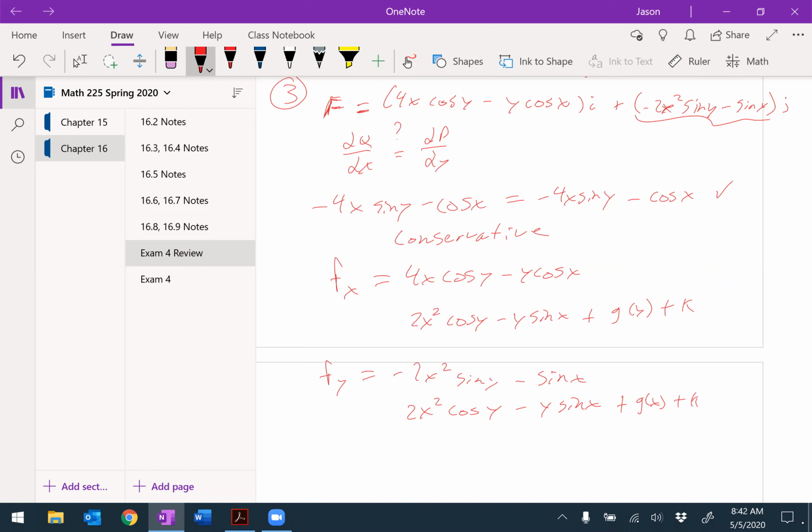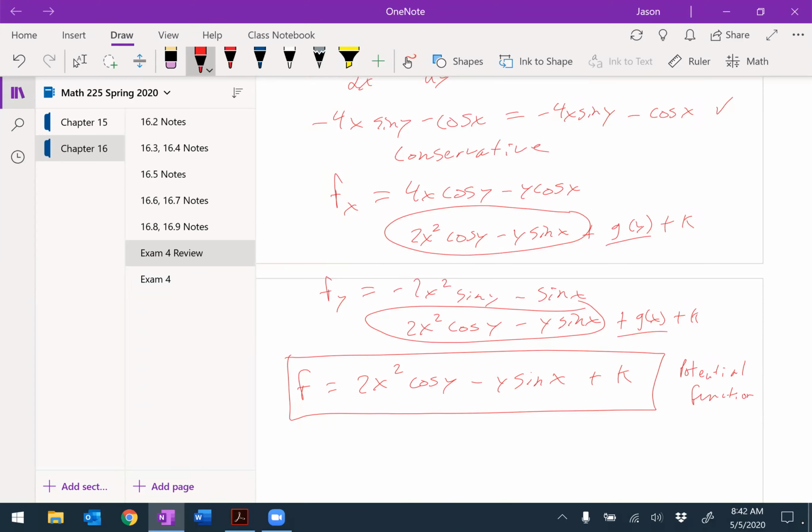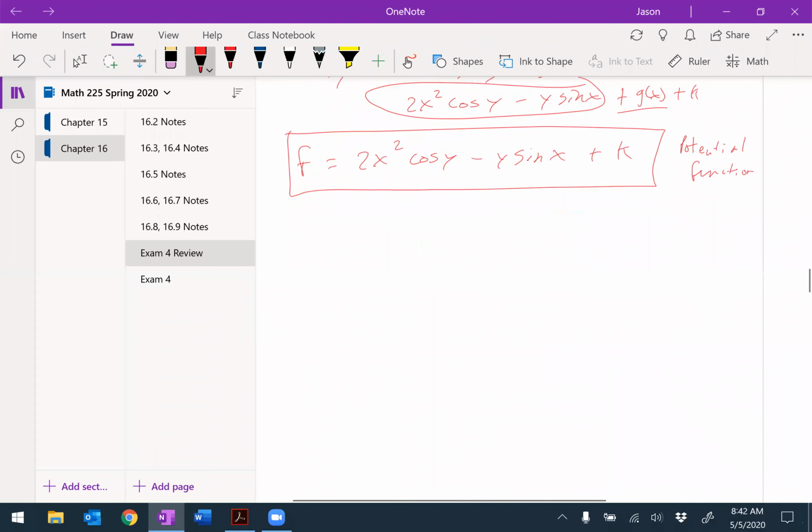And notice something interesting. There is no g of y, and there is no g of x, because I get the exact same thing, which is really kind of cool. So what does my parent function end up being? It just ends up being 2x squared cosine y minus y sine x plus k. There are no extra terms that I have to worry about. And that is my parent function, or what they call the potential function. Okay, so that's number 3.